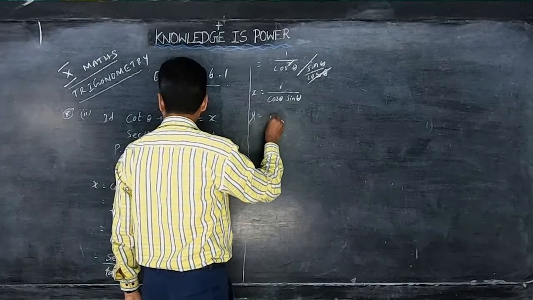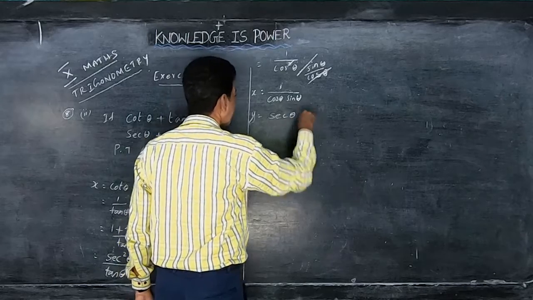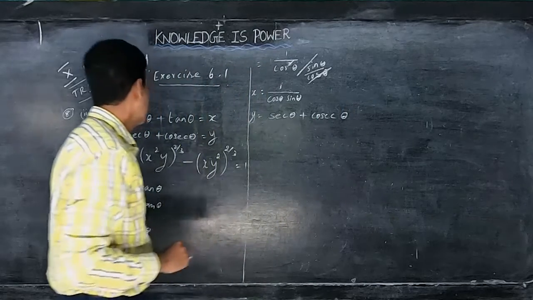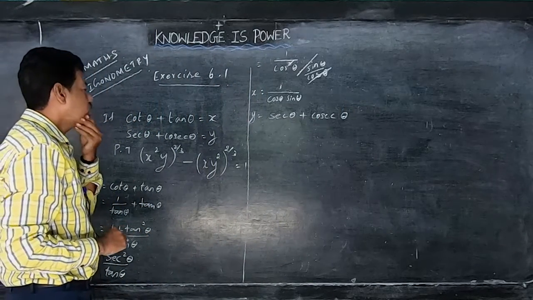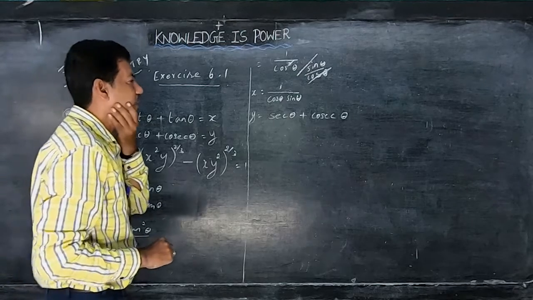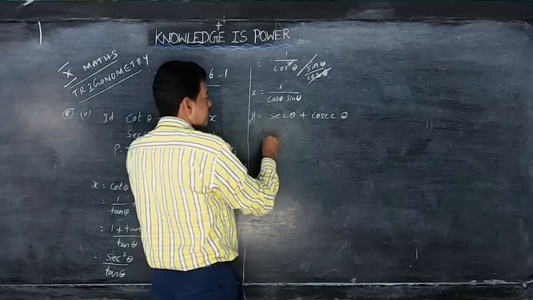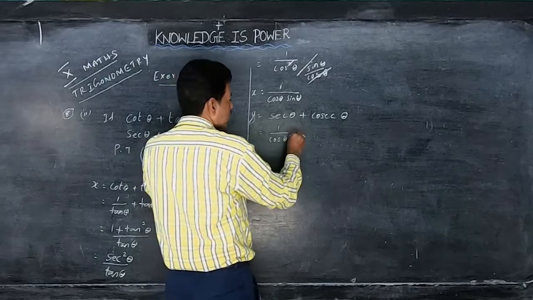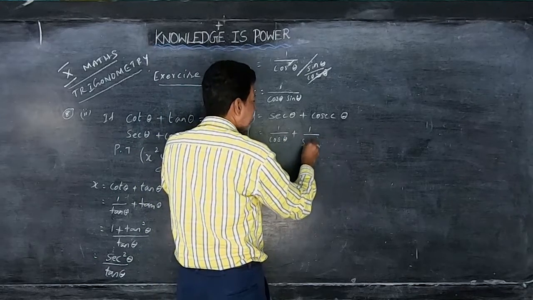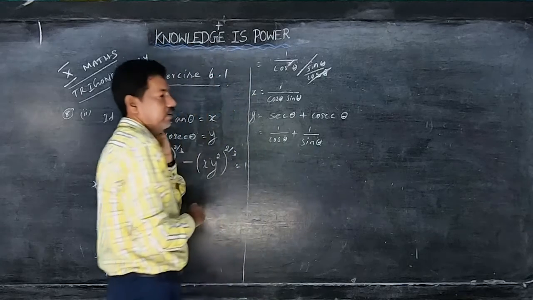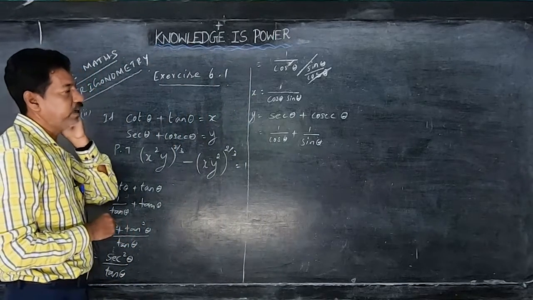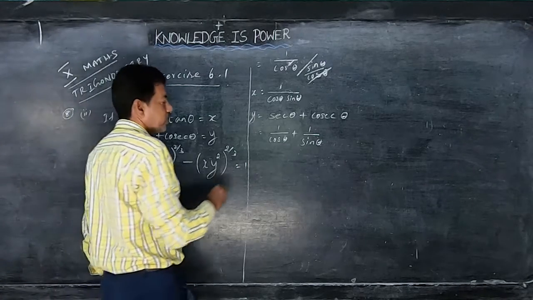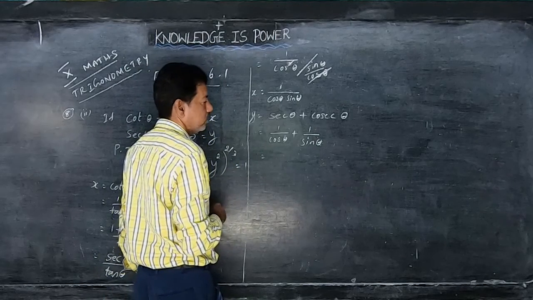Y equal to what is the term given? Secant theta plus cosecant theta. So how can we write that? Secant theta and cosecant theta. Secant is 1 by cos. Cosecant, what can we write? 1 by sin. Can you able to follow that? Okay, secant can be written as 1 by cos. Cosecant can be written as 1 by sin. So if you make a cross multiplication, what will we get now?